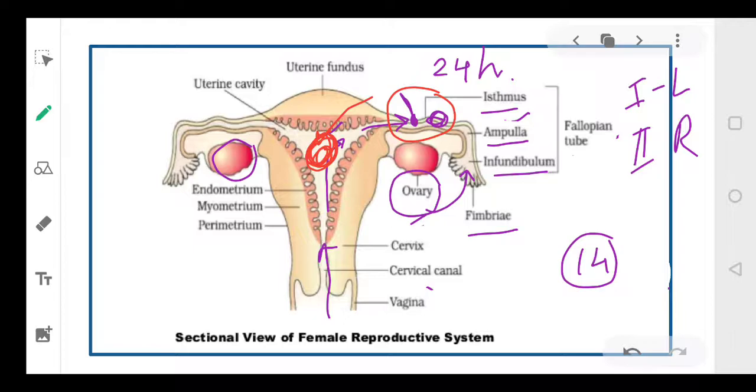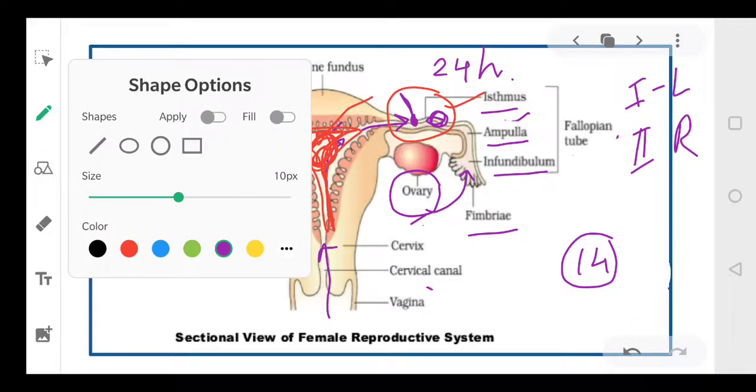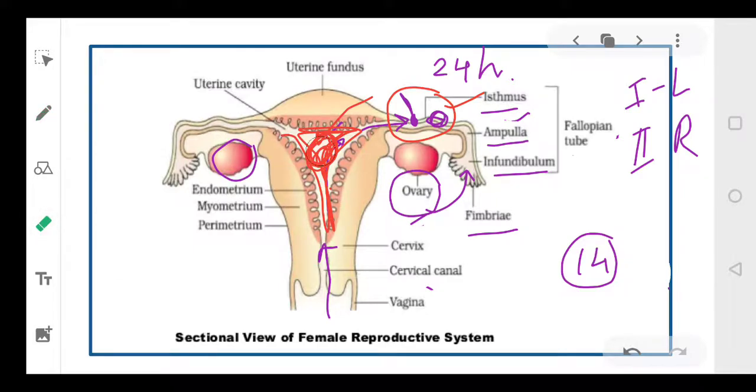But suppose there is no fertilization, then in that case your egg will be eaten by the lysosomes. Okay, the egg will be eaten by the lysosomes. Clear? And the endometrium, which is prepared, as I was telling you, will be released in the form of menstrual flow. Okay, dear students, it will be released in the form of menstrual flow, right? Clear? The egg will be eaten by the lysosomes.